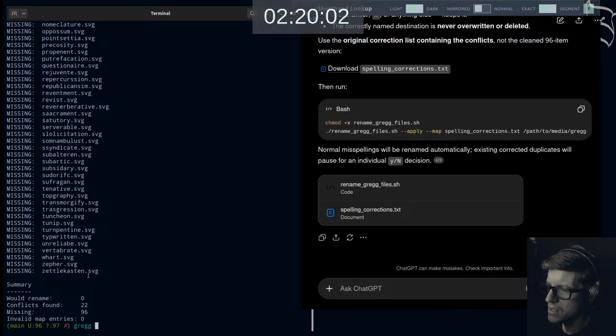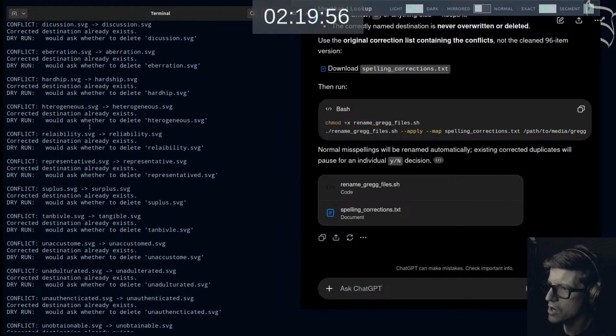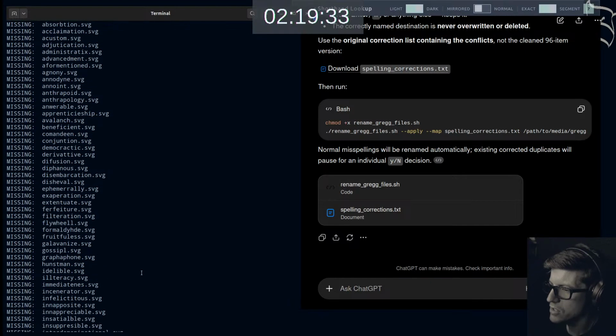Okay, so you see there are 22 conflicts found, and that is exactly what we expected. The conflicts are because, as you see, I changed the file names. I gave it the correct file name, but I failed to remove the old SVG. So we're simply going to go through and remove those old names. For instance, Augustus: the dry run would ask whether to delete Augustus, the incorrect spelling, or not. So let's go ahead and do that.